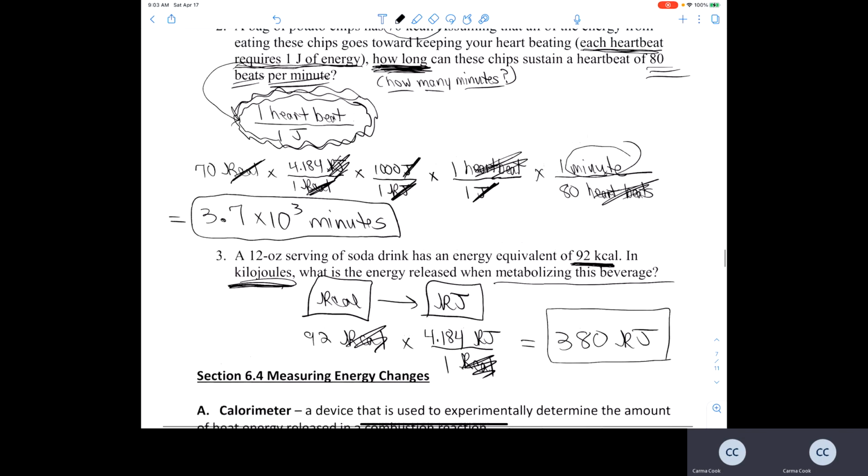And that brings us to the end of our pre-class lecture on energy units and converting between these various energy units.